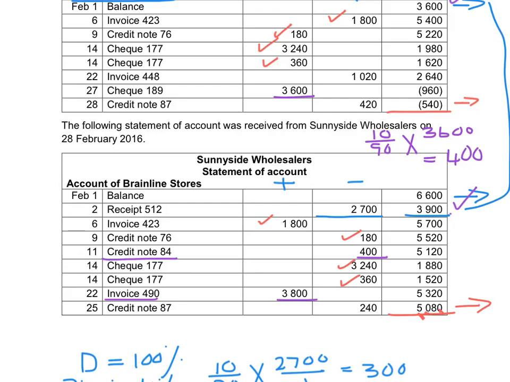In the statement of account, this check is not recorded at all because they did not receive it in time. So they will have to record the check for 3,600 and the 400 Rand discount in the future. Therefore, we will record it in the creditor's reconciliation statement.